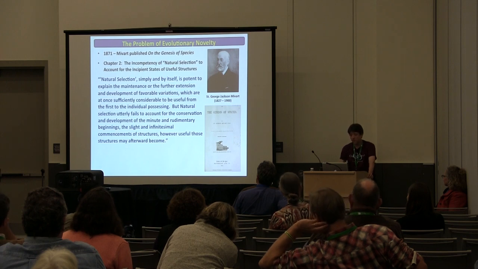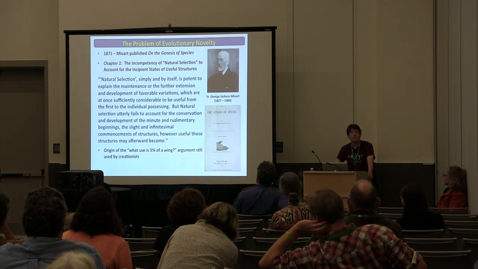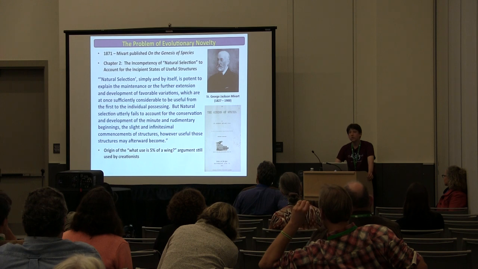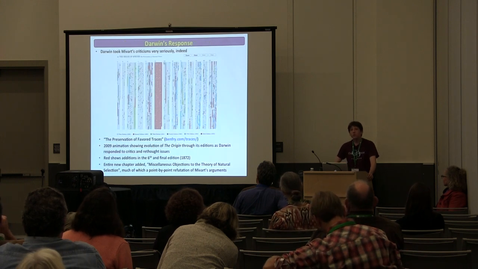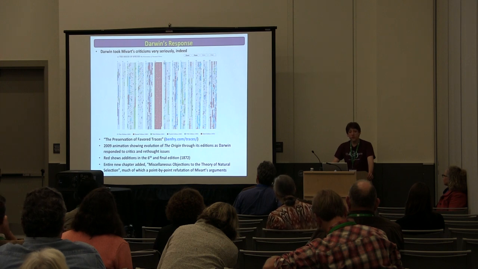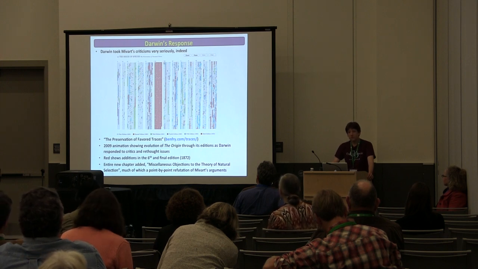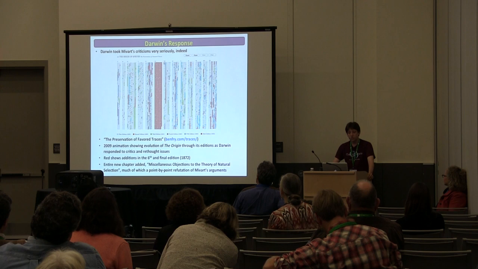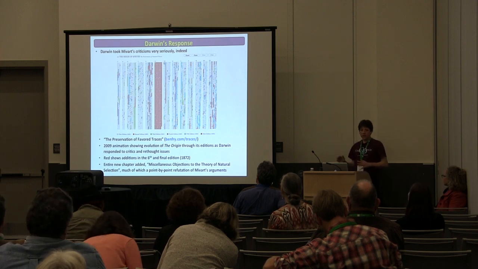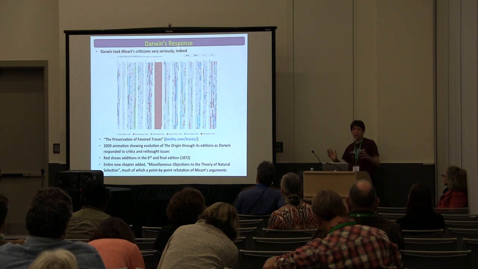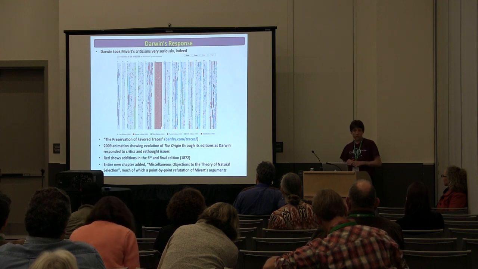He, in fact, is the originator of the "what use is 5% of a wing" argument that we still hear from creationists today. Darwin took these criticisms very much to heart. He considered them to be very serious, and he addressed them. And that's most obvious in this, which is a panel from a really great animation put together in 2009 by Ben Fry called The Preservation of Favoured Traces.